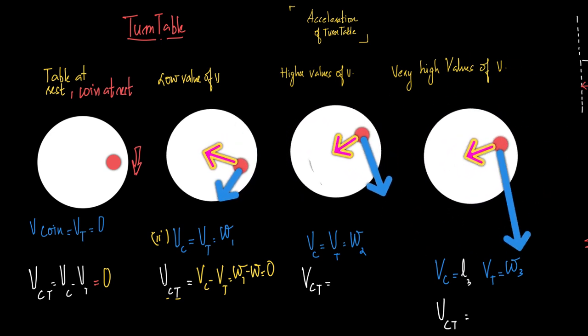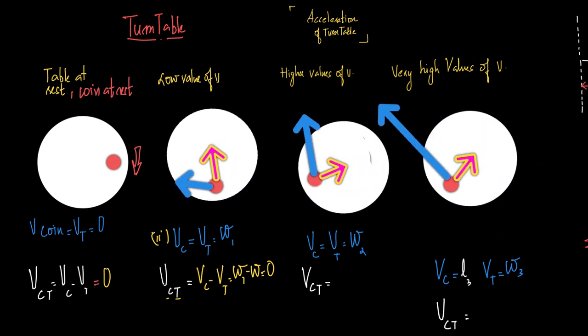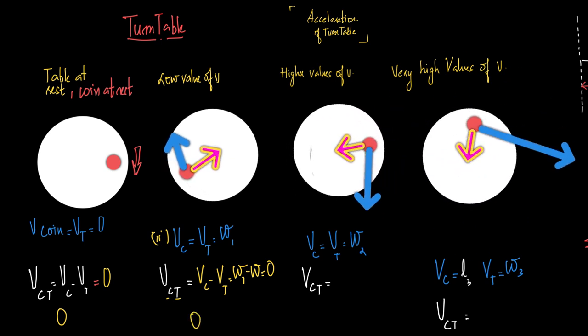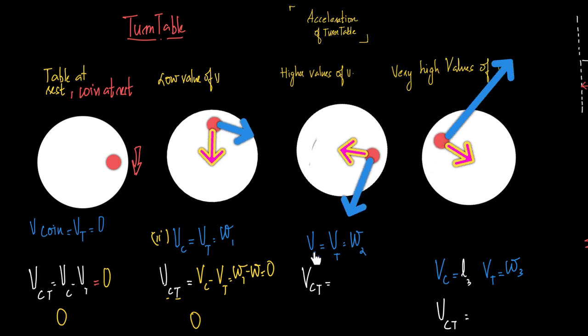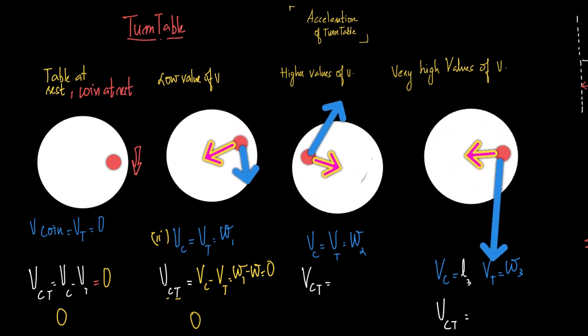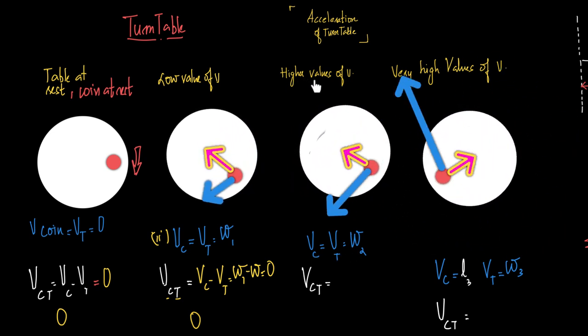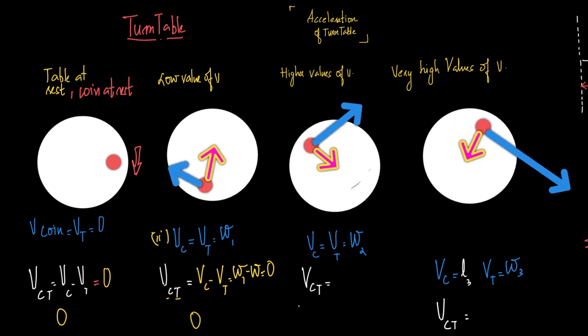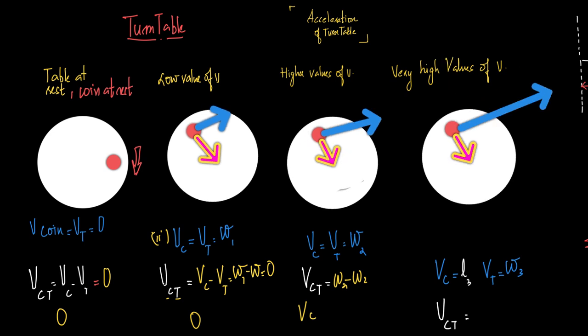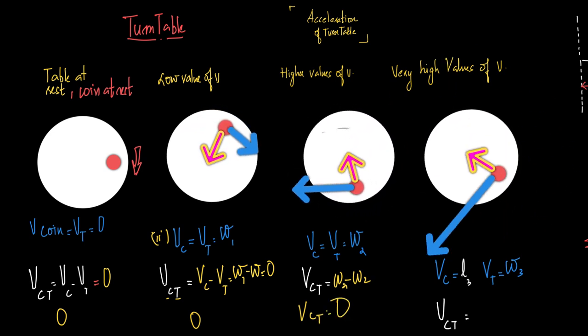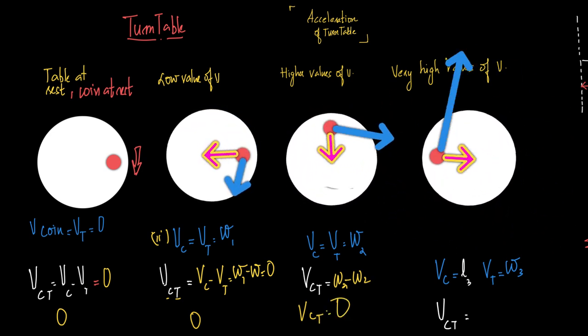So the relative velocity in both these cases, what is it? It is equal to 0. Let us see the third case. What happens in the third case? In the third case, velocity of coin is equal to velocity of table is equal to some other value omega 2. We're talking about higher values of v. And what is the relative velocity here now? This will be equal to omega 2 minus omega 2. Therefore, velocity of coin with respect to table again remains 0 here.